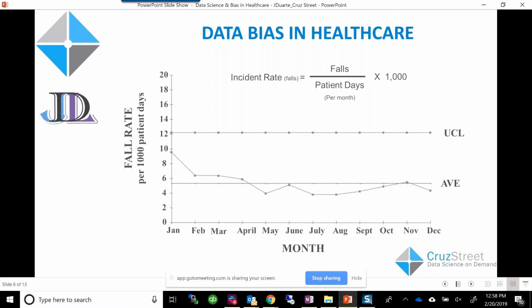And you can see from the top, the formula that they used was the number of falls over the number of patient days, or occupancy rate, times 1,000. They were looking at fall rates per 1,000 patient days, and that's how they scaled it. They scaled it that way because that's how they reported the data every month. They had a monthly report.